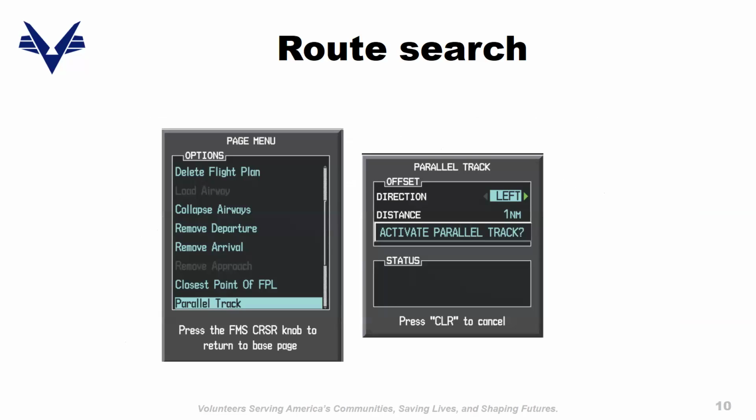And here's an example how it would look in a G1000. When you are on a flight plan page, you will press the menu button, and then in this pop-up menu, you will select parallel track, and then again direction, left or right, and then distance, whatever you want. Unfortunately, the minimum you can do is 1 nautical mile. So that's a limitation, but everything above 1 mile should work.